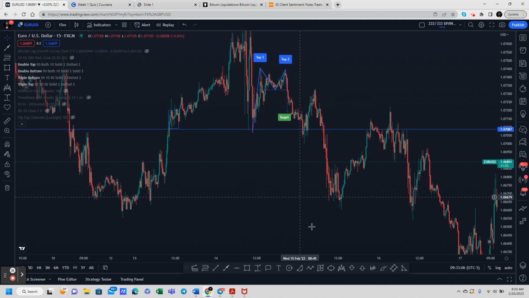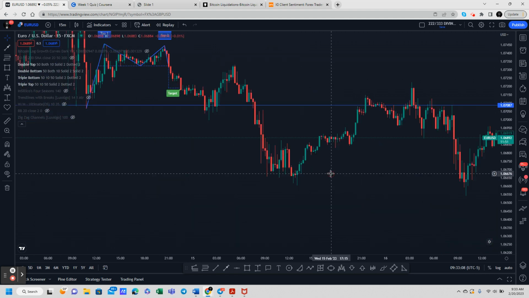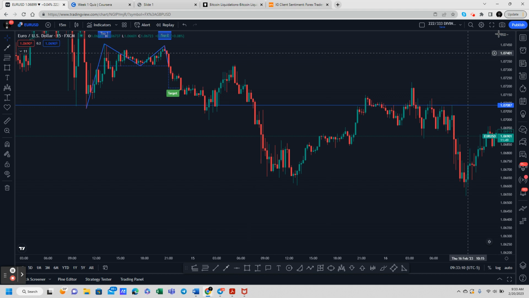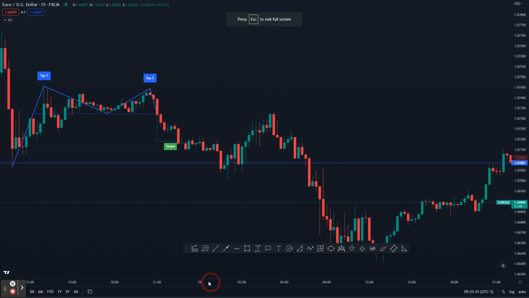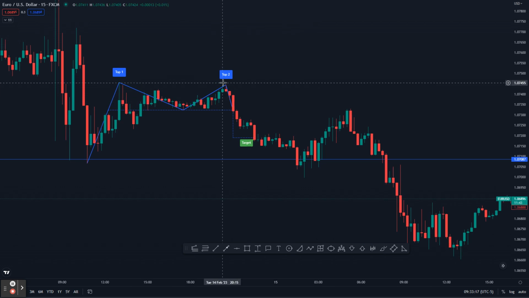All right, let's look at this one. So it's already occurred, but it's good for you to see how you can be a little bit more patient. Just because a double top pops up, you don't have to jump in. But we can have a look. So if this popped up, we want to see something engulf.